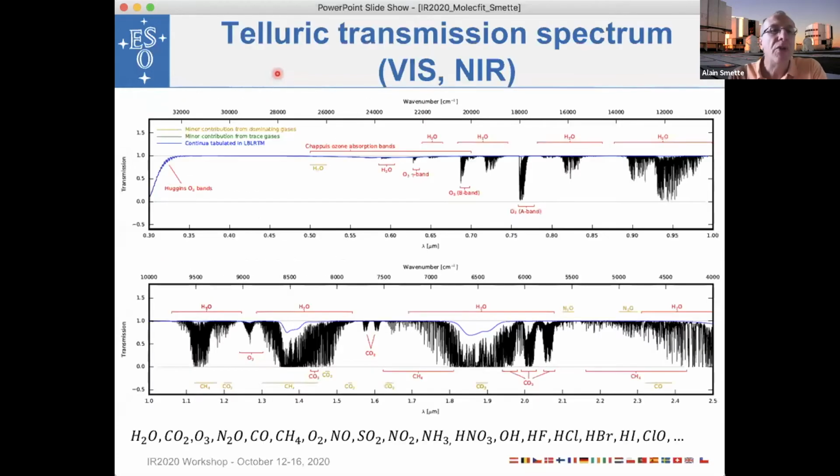So let's go to the telluric transmission spectrum. As the Earth is full of molecules, all these molecules leave traces in the spectra of our astronomical targets. In the visible, we have some ozone bands, and we have water vapor and oxygen. And the water vapor lines increase as we go to the red. Between 1 and 2.5 microns, we start to have lines from carbon dioxide, from methane, and a bit of N2O.